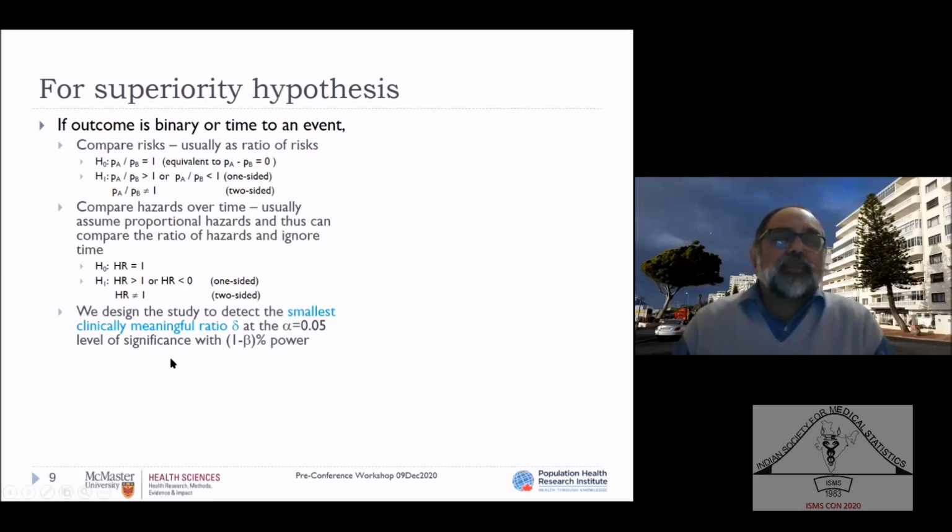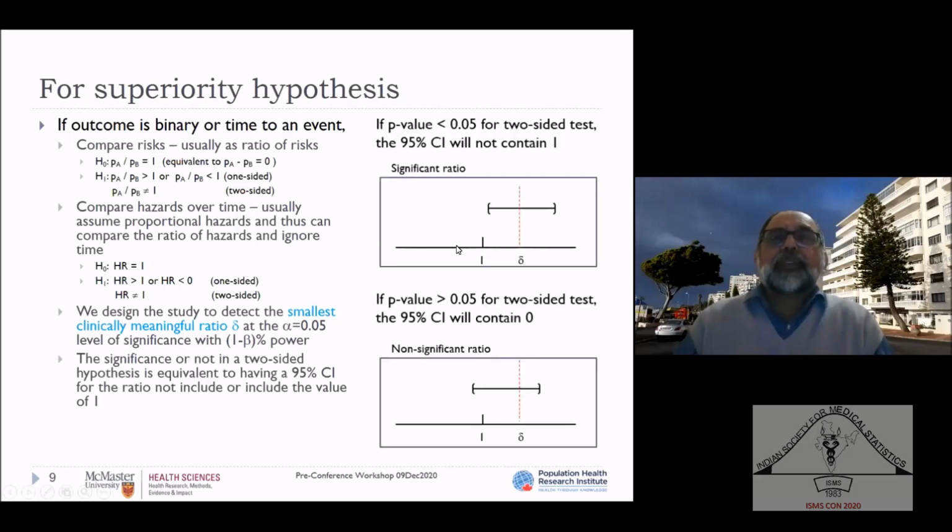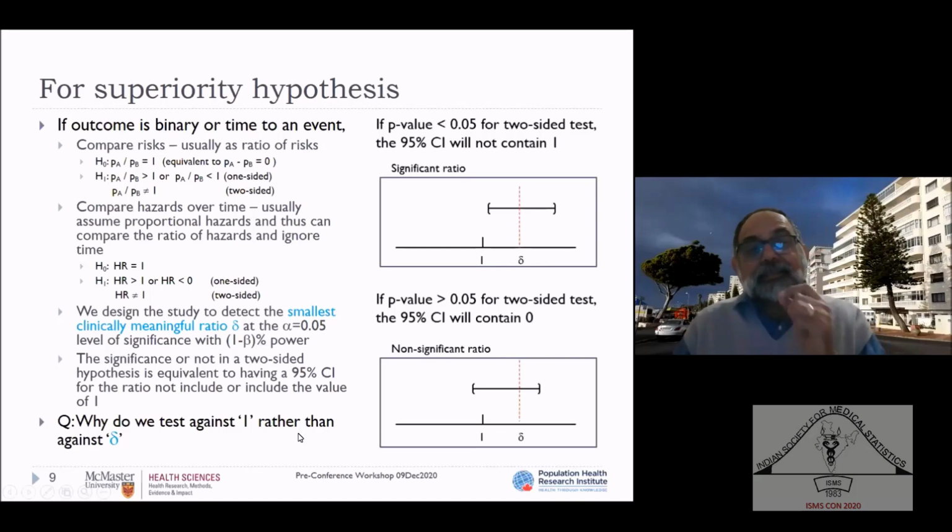So again, we would do something very similar. We would design the study to detect the smallest clinically meaningful ratio. Now it's a ratio delta at the 0.05 level and with a given power. And so we have the same situation, same typical graph, except that now the reference is 1. And we're comparing whether the interval includes 1 or not. Again, we don't test against delta, we test against 1. And this is the standard superiority hypothesis that we all know.